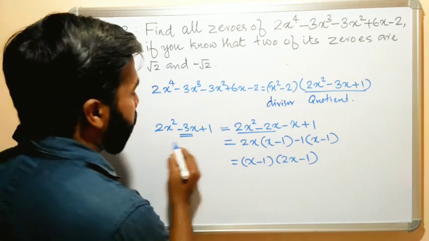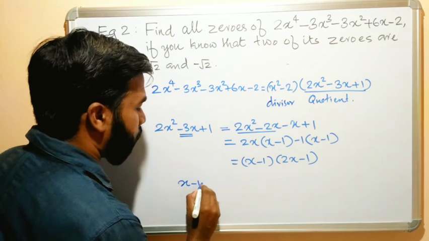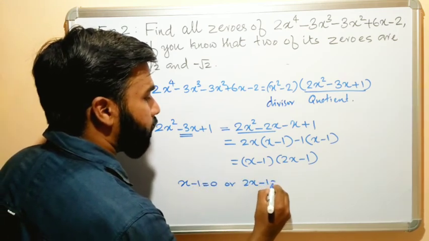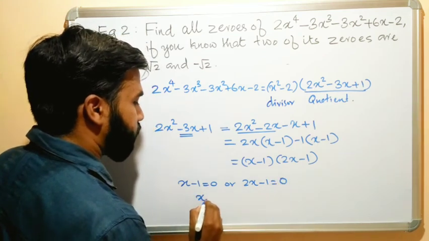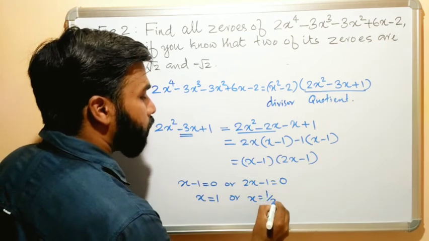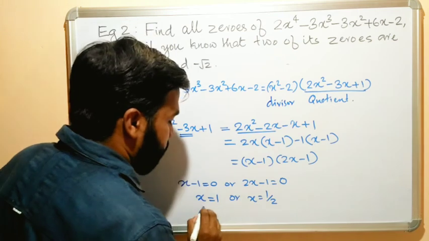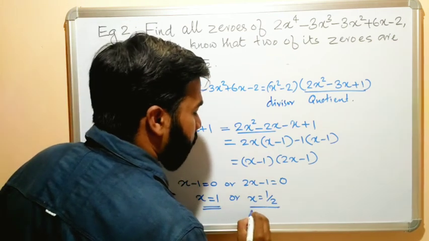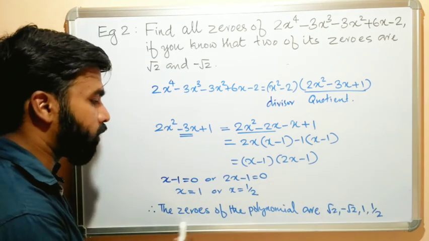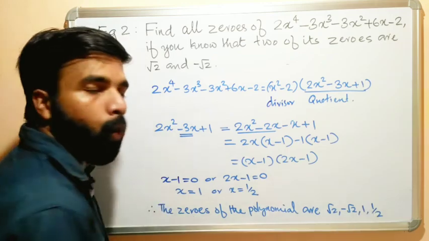So when this p of x is equal to 0, then x minus 1 is equal to 0 or 2x minus 1 is equal to 0. That is x is equal to 1 or x is equal to 1 by 2. Therefore, the other two zeros are x is equal to 1 and x is equal to 1 by 2. Therefore, the zeros of the polynomial are root 2, minus root 2, 1 and 1 by 2.